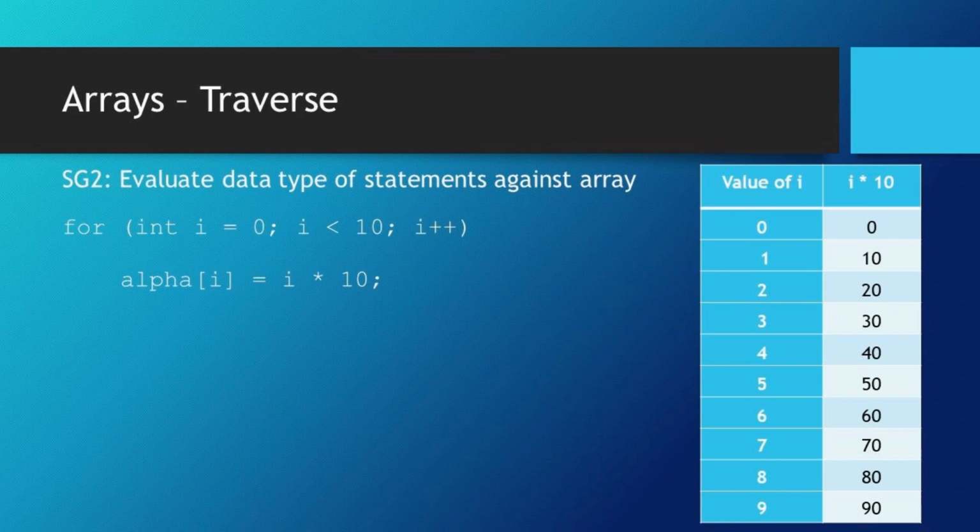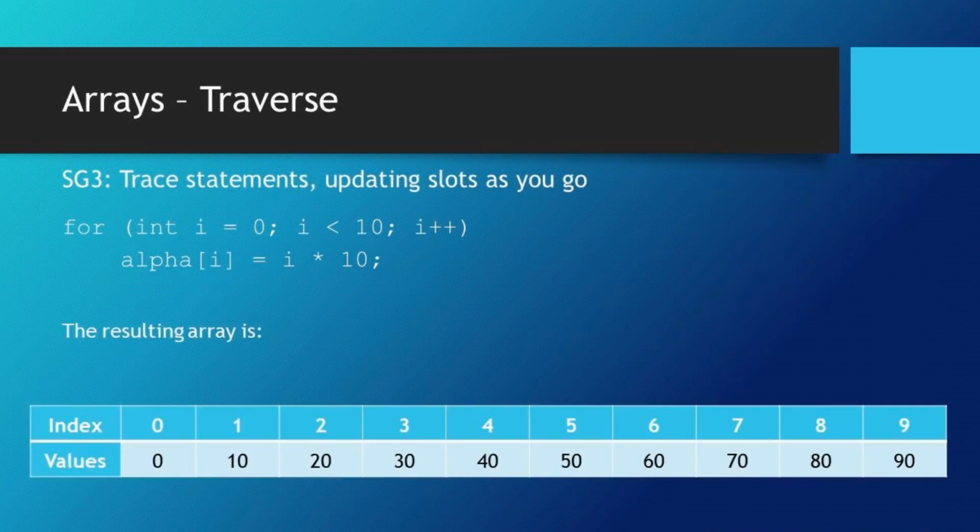Alpha at position 0 would contain the value 0 times 10, which is 0. Finally, we trace the statements, updating the slots as we go, which gives us this resulting array.